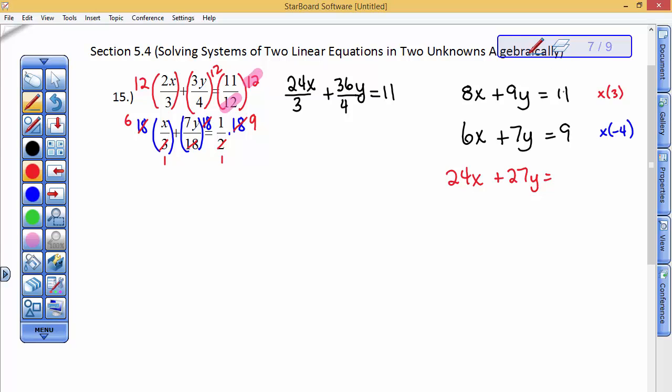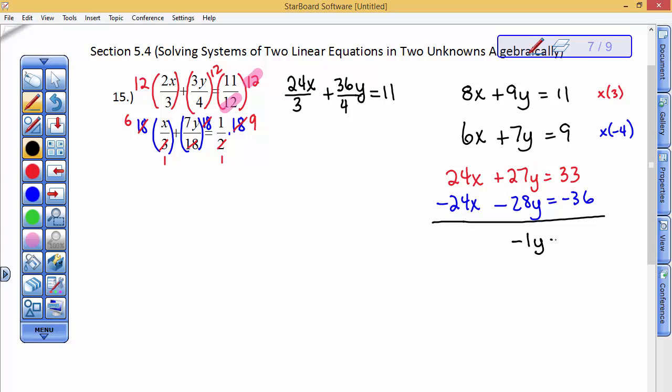Now the 6 times a negative 4 is a negative 24x. 7 times a negative 4 is a negative 28y. And 9 times a negative 4 is a negative 36. And now I'm going to add these equations where the x's will disappear, and I'll have a negative 1y, which equals, when those add together, I get a negative 3.